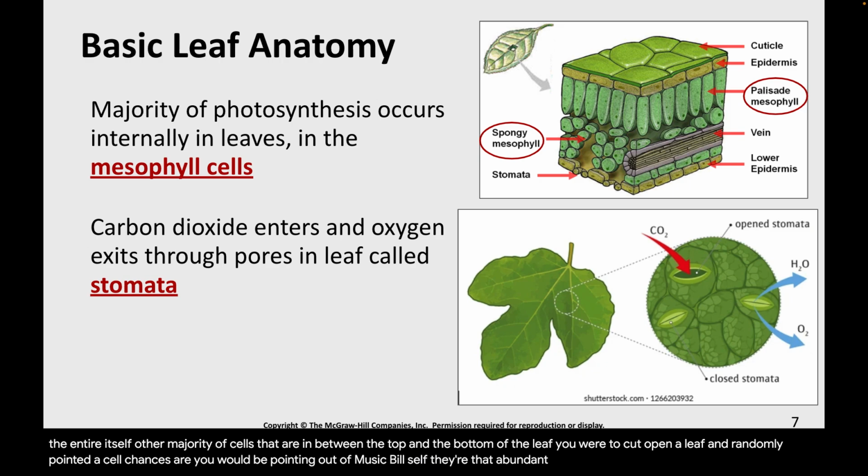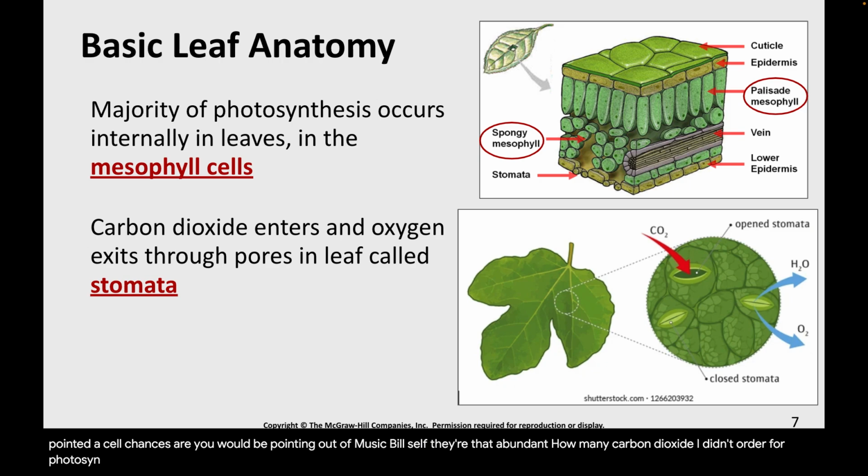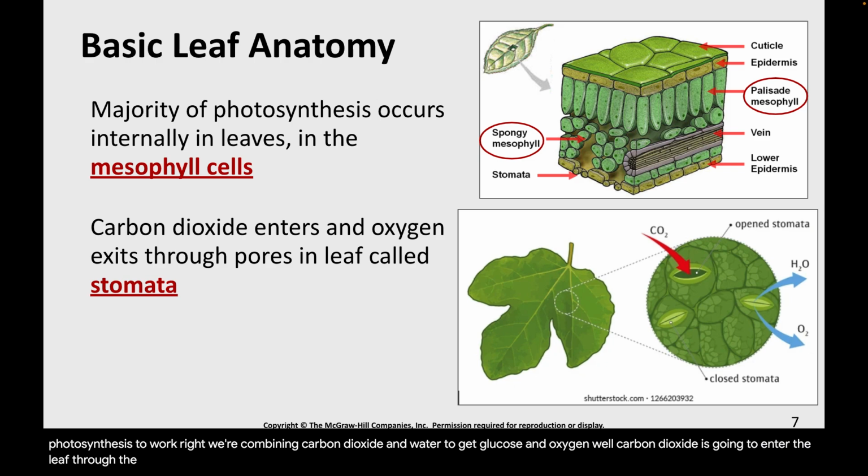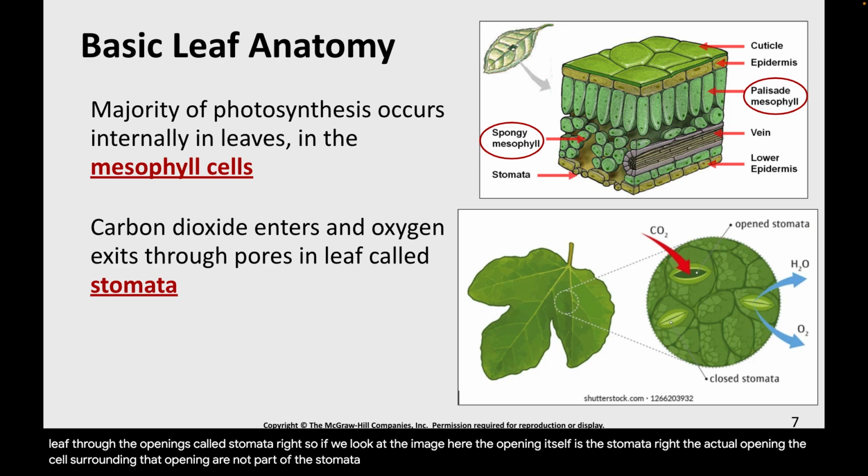We also know we need carbon dioxide in order for photosynthesis to work. We're combining carbon dioxide and water to get glucose and oxygen. Well, carbon dioxide is going to enter the leaf through the openings called stomata. If we look at the image here, the opening itself is the stomata, the actual opening. The cells surrounding that opening are not part of the stomata. They have a name: guard cells, which open and close the stomata. But the stomata is the actual pore, the actual hole itself.